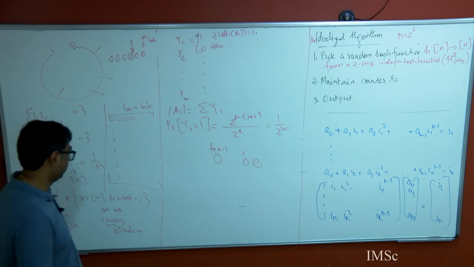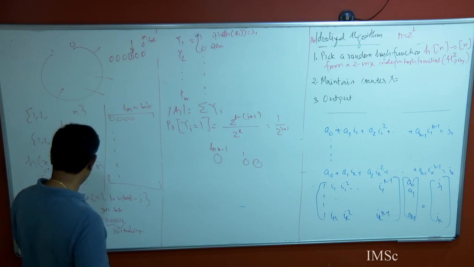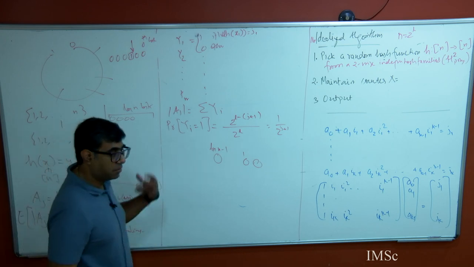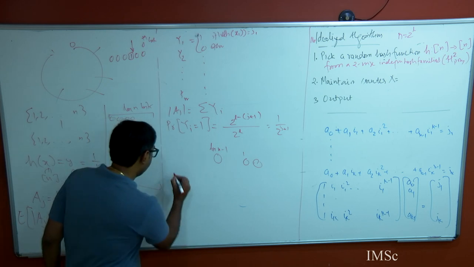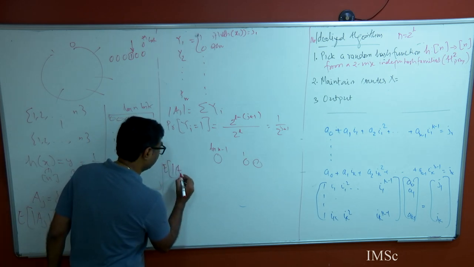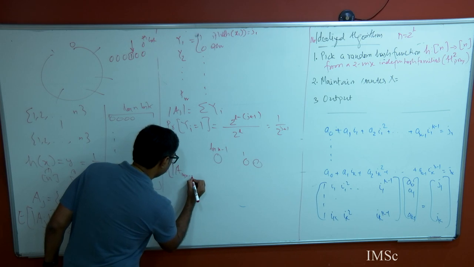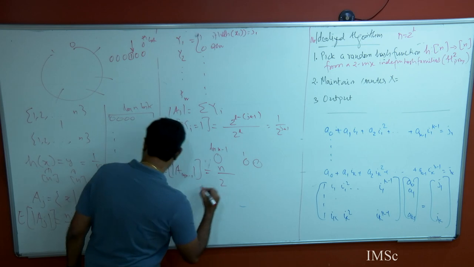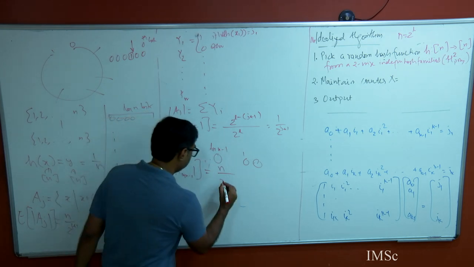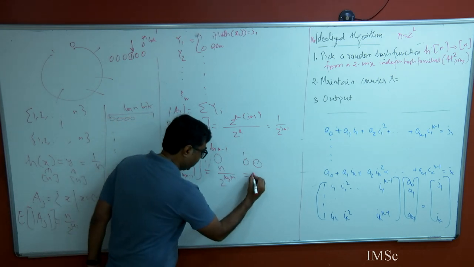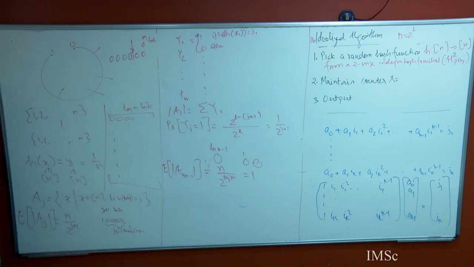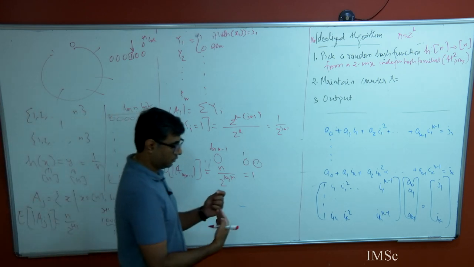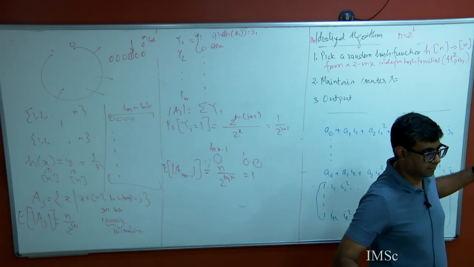What is the expected size of Aj? Just now you said n over 2 to the power j plus 1. So at the last bit, this is 1. So as I increase j, I expect to see this number of people at the log n bit.